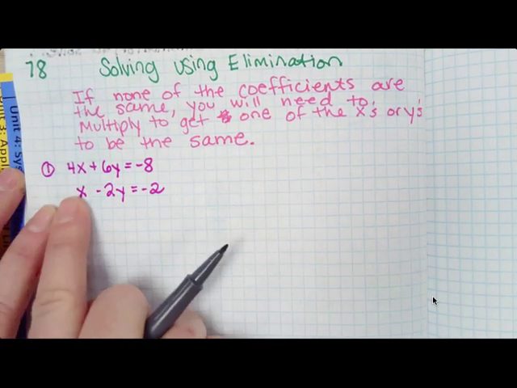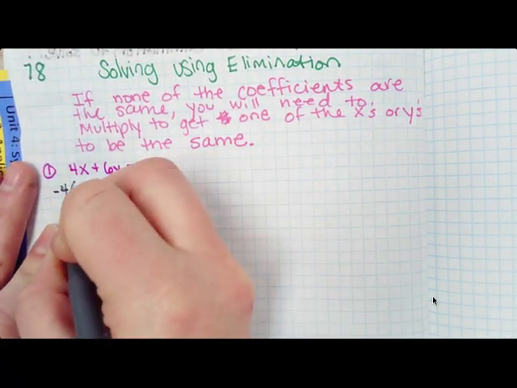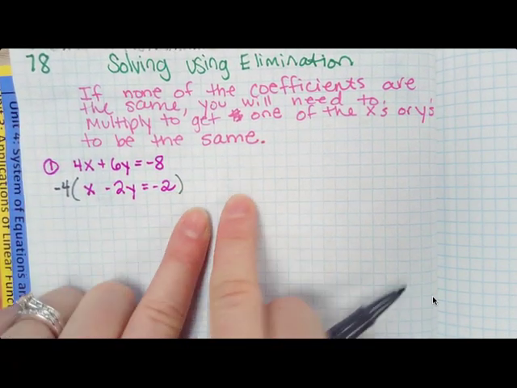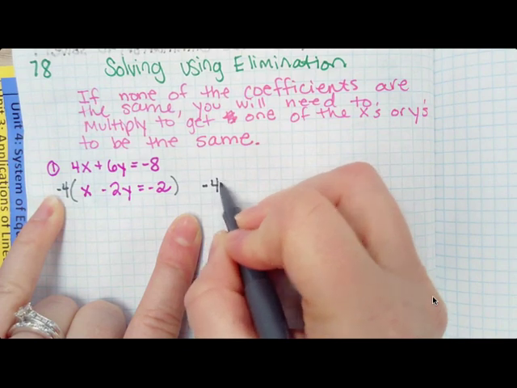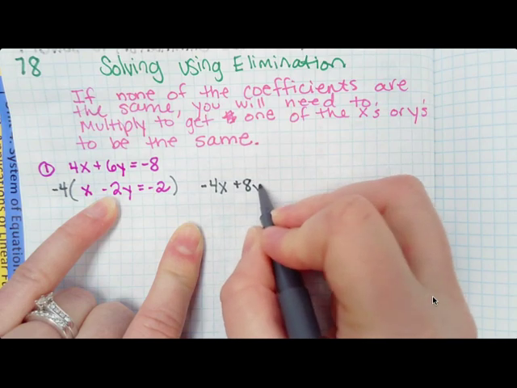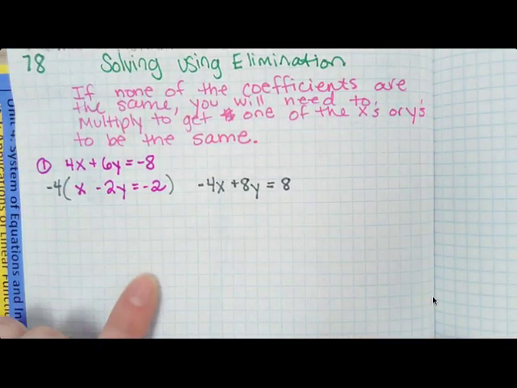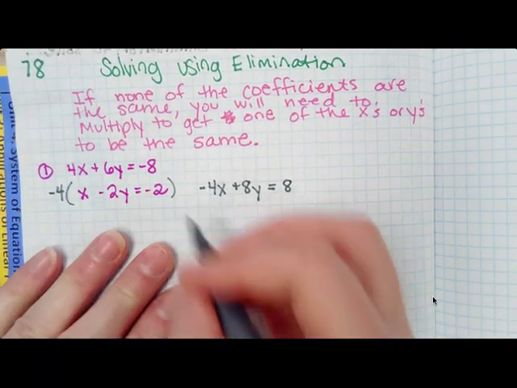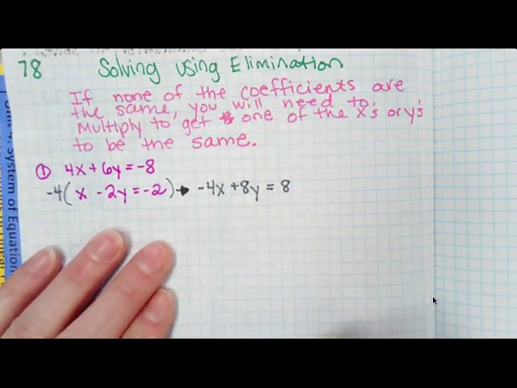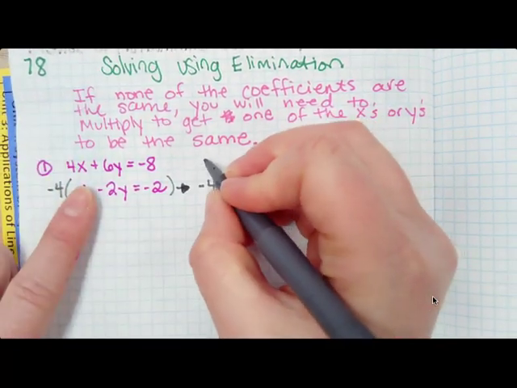So I'm going to multiply this one by a -4 all the way through. And I'm going to rewrite it over here. So it'll be -4x. -4 times a -2, positive 8y. -4 times -2, positive 8. I'm going to put a little arrow showing that's what I did. I don't need to do anything to the top because the 4 and the -4 will cancel, so I'm just going to rewrite it above it.